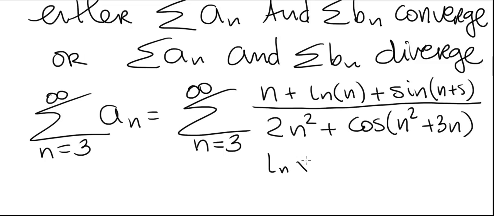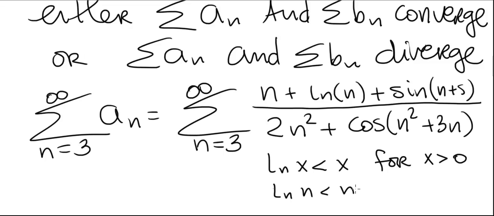First, ln of x is less than x, and this is true for x greater than 0. This is because natural log is defined for x greater than 0, and whatever value we put into the natural log, it will always be less than the value itself. In particular, ln of n is less than n for n greater than or equal to 3, because this is where our series starts.